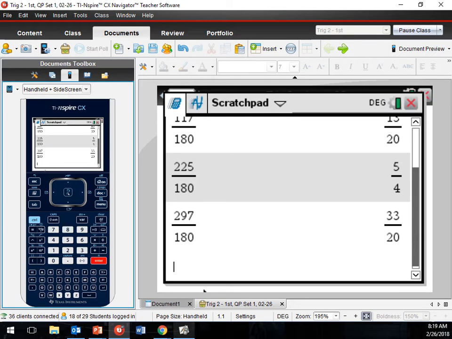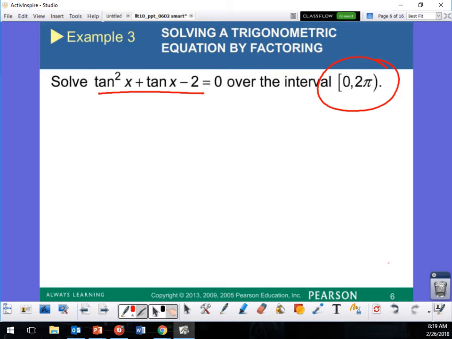Yep. So you guys are going to help me with those. My solution set was pi over 4, 13 pi over 20, 5 pi over 4, and 33 pi over 20. Oh, sorry, I wrote 32. Okay, so 33 pi over 20.